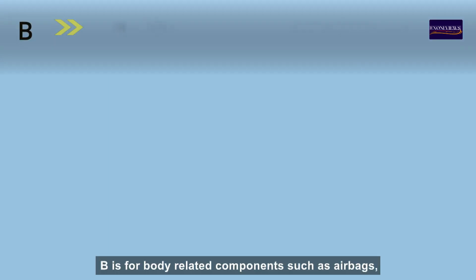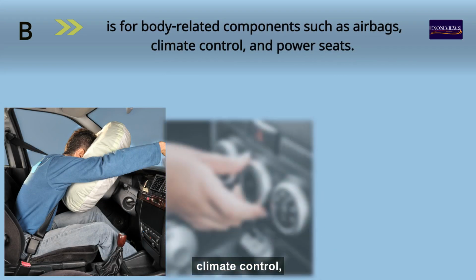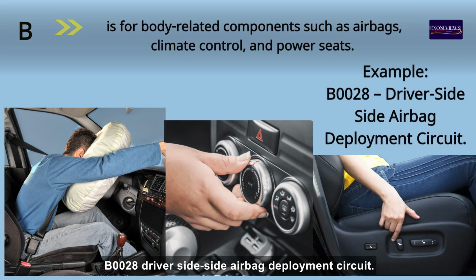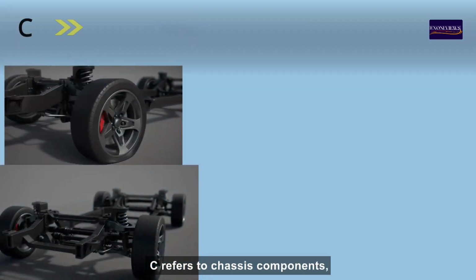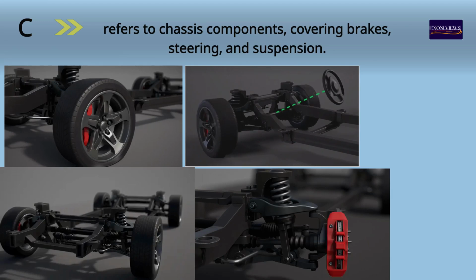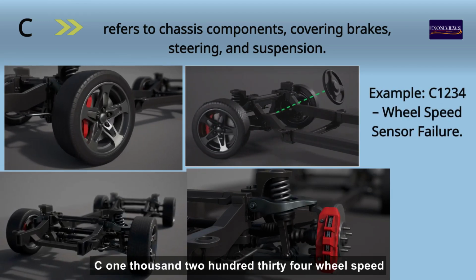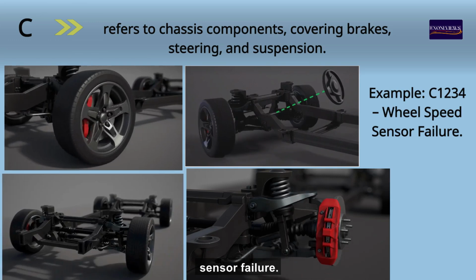B is for body-related components such as airbags, climate control, and power seats. Example: B0028, driver side airbag deployment circuit. C refers to chassis components, covering brakes, steering, and suspension. Example: C1234, wheel speed sensor failure.